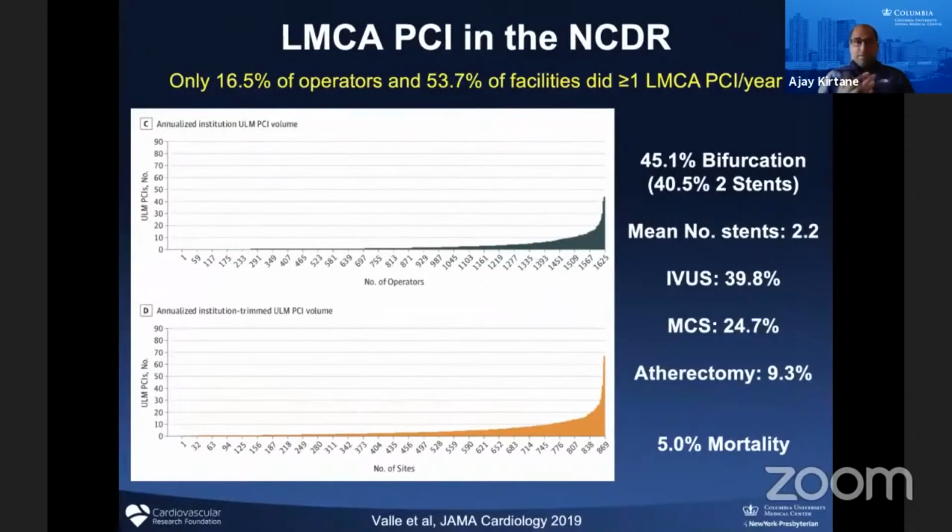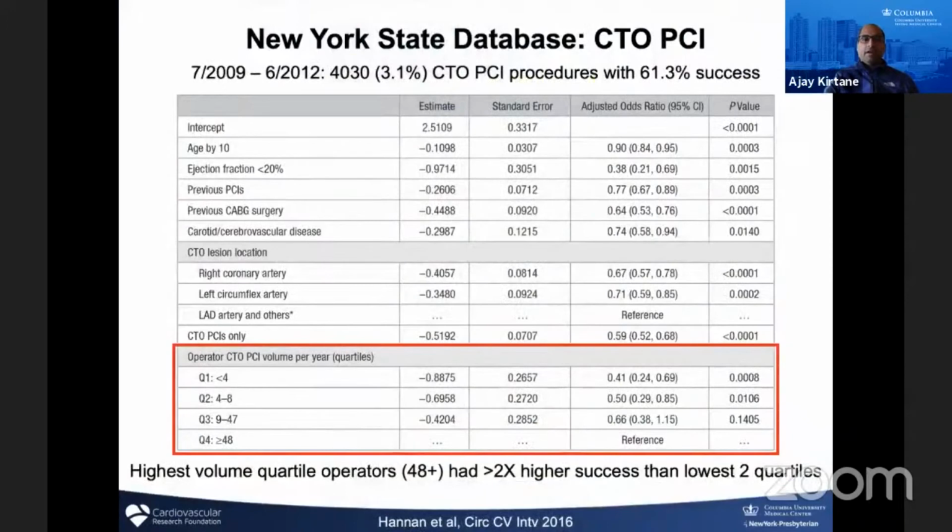The reason I say that is because if you look in the United States at left main PCI, this was a report that came out 2 years ago in JAMA Cardiology: only 17% of operators and just over half of facilities did more than one left main PCI a year. That is remarkable. It shows you how little experience there is doing it. And you need to do it well if you're going to do it. And so use imaging. In this case, imaging was used in the minority of cases. You had support used in a large proportion of cases, which may be because of the unfamiliarity of how to do these cases. And it's just not a good way to do it. So you need to have high volume operators.